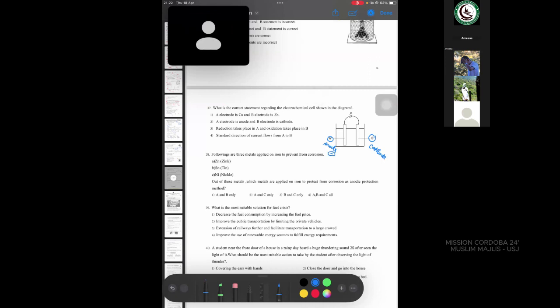In an electrolytic cell, anode is positive, but here anode is negative. Cathode is positive. Now the electron movement is A to B. Current movement is B to A. Very good. A electrode is copper, B is zinc.